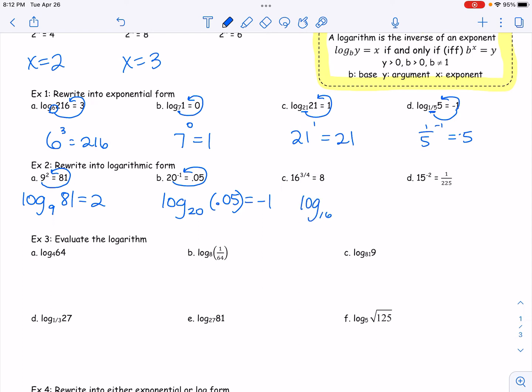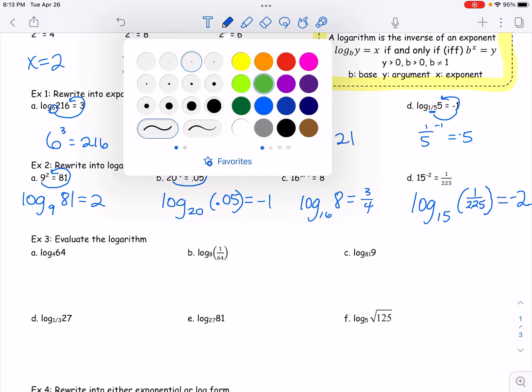Log base 16 of 8 equals 3/4. And lastly, log base 15 of 1 over 225 is equal to negative 2. And these are all equivalent. I'm not solving for anything. I'm just rewriting. And that's important when we have to figure out what it's equal to without a calculator, which is what we're going to do next.